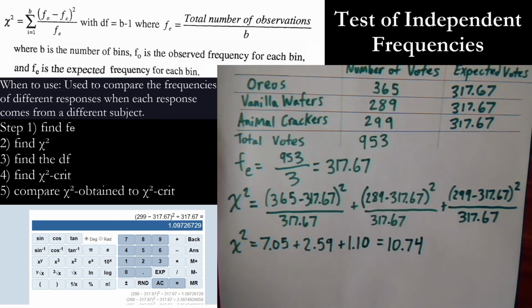Once you have your chi-square obtained, you need to find your degrees of freedom. This is equal to the number of bins minus 1. In this case, our df is 2.